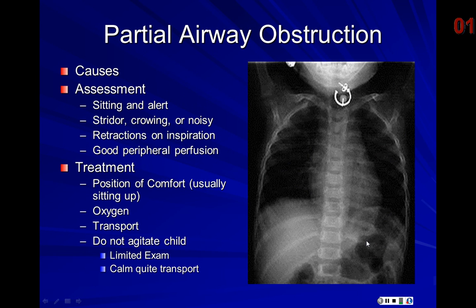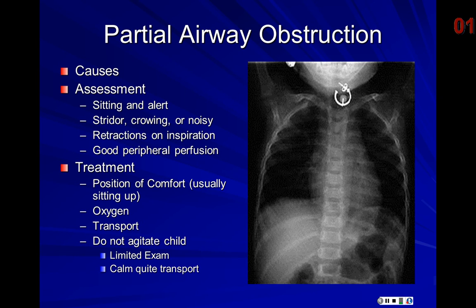All right, so partial airway obstruction causes can be anything. You see that this baby swallowed an earring. So, sitting in alert, or is there stridor or crowing, or is it generally noisy when they're breathing? Are there retractions on inspiration? And do they have good peripheral perfusion? Okay, we absolutely still need to assess that. So treatments: position of comfort, usually sitting up, oxygen and transport. Don't agitate the child. Do a limited exam and do a quiet, easy ride to the hospital, generally.